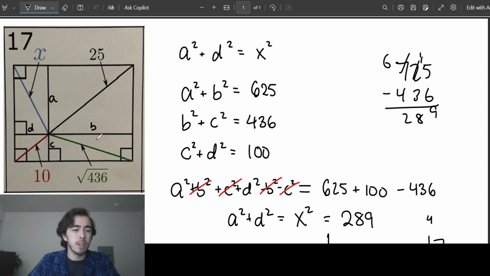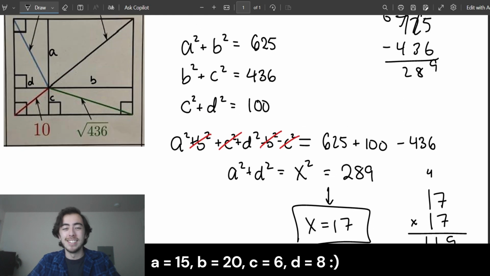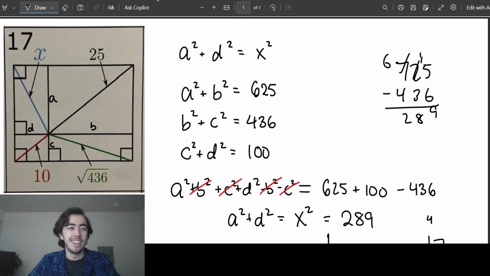Maybe we could solve for A, B, C, and D, or maybe not. I'm not actually sure, and I don't really care to check. So anyways, x is 17, and I think we're all done.